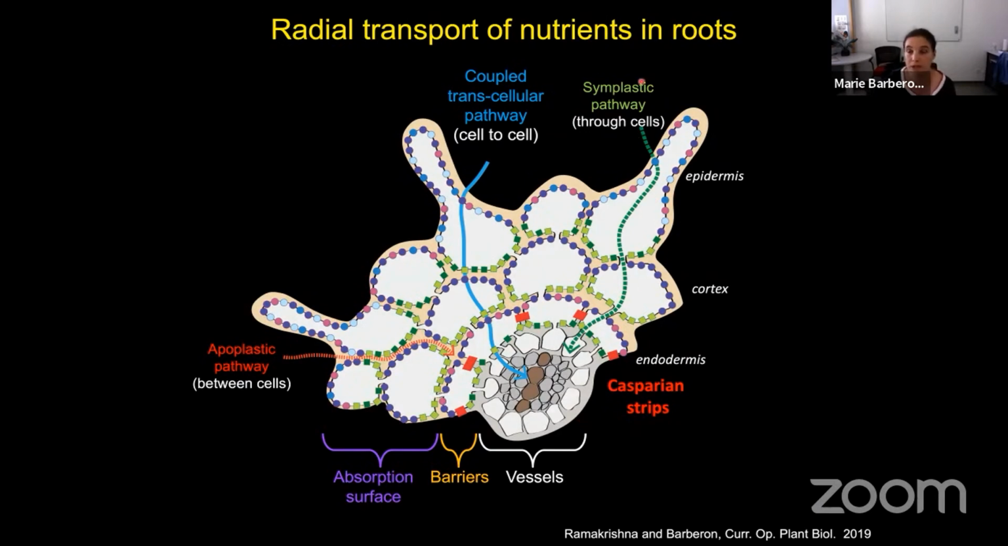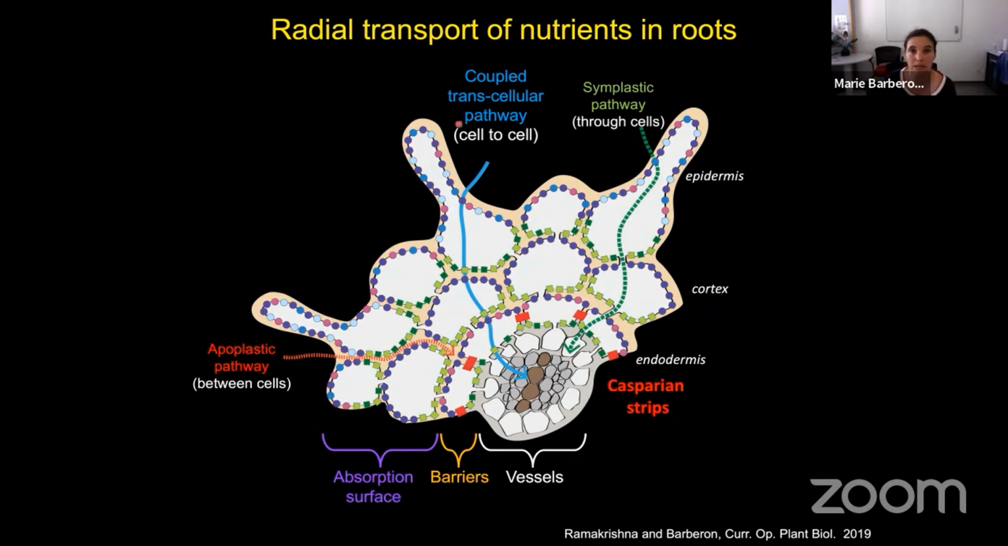There is one pathway that we call the symplastic pathway, where nutrients can be transported from cell to cell through what we call plasmodesmata, that are cytosolic connections. Then there is the apoplastic pathway, where nutrients can be transported in the apoplastic space between cells, and this will be blocked by the presence of barriers in the endodermis called the Casparian strips.